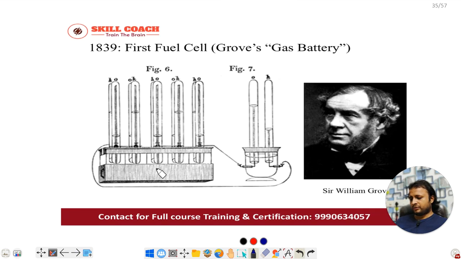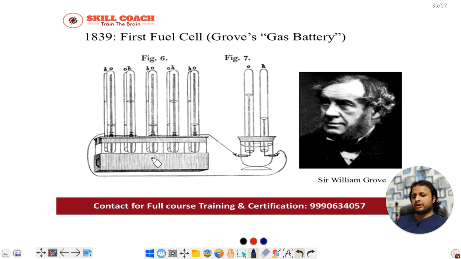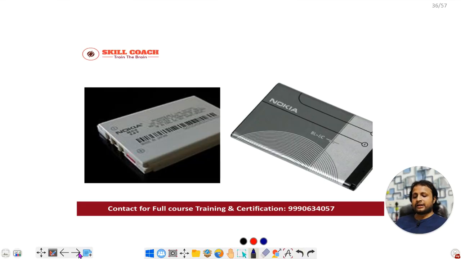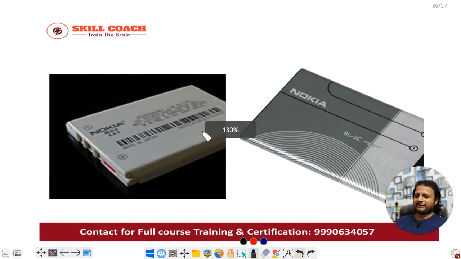Now, the gas battery, this is the first fuel cell, from 1839, very old, and Sir William Grove designed this one. We should not forget the history, because of them we are today switching the mode of transportation from the IC engine to EV. And these are the batteries of Nokia phones, which we have all used.